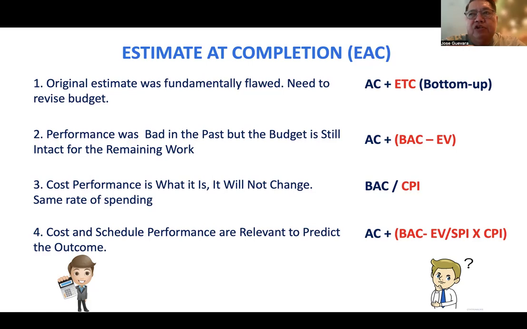But if the scenario tells you that it's different, you see a number one scenario or number two scenario or number four scenario, then you have to follow their respective formulas. So number four is cost and schedule performance are relevant to predict the outcome. Again, we're going to start with actual cost plus BAC minus EV divided by SPI times CPI.